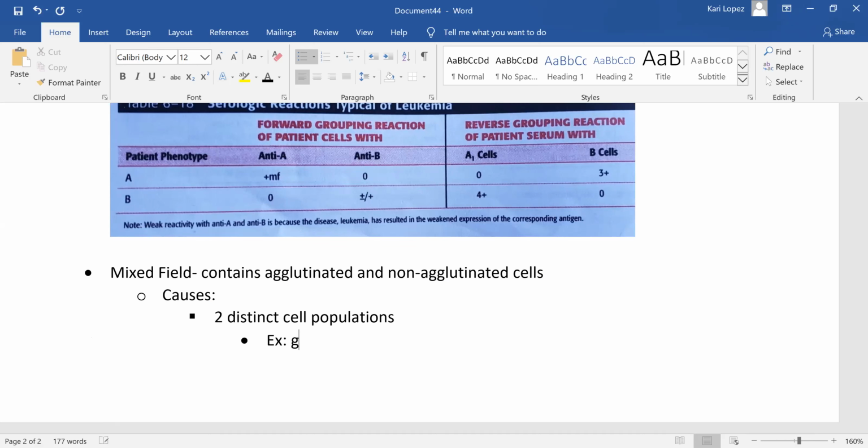An example would be group O blood transfused to a group A individual, or a bone marrow or stem cell transplant.